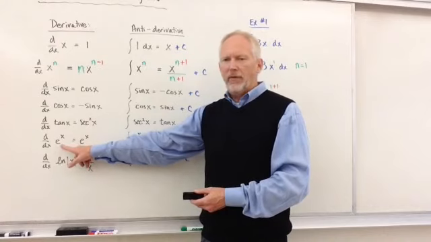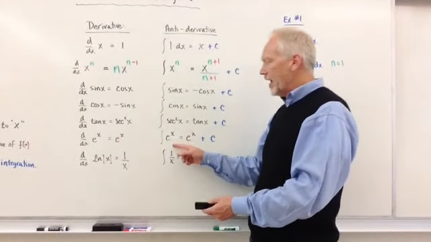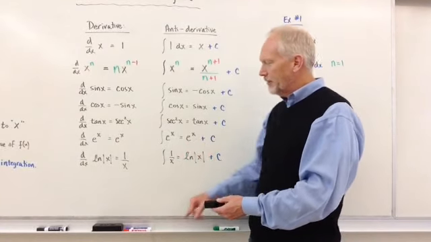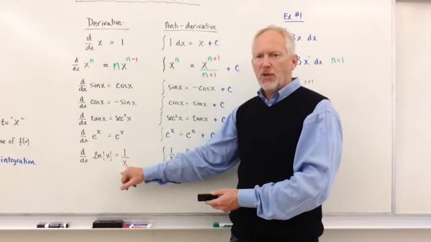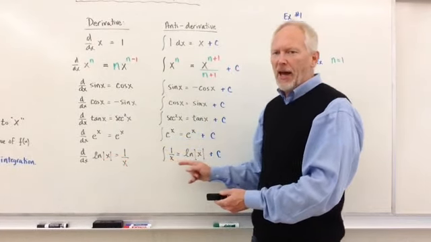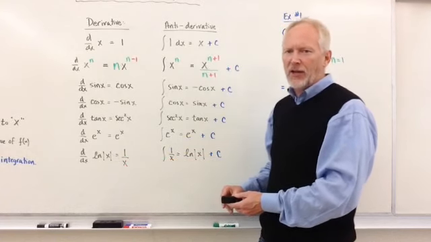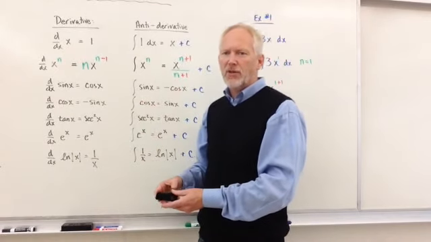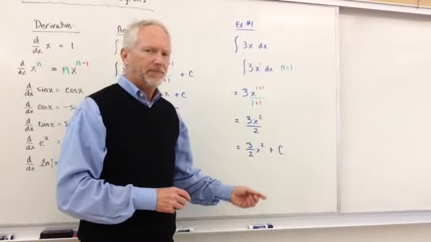And derivative of e to the x, well, that's still e to the x, and the antiderivative of e to the x is e to the x plus c. The derivative of ln of x is 1 over x, and the antiderivative of 1 over x is ln of x plus c. All right, so there you have some basic rules and steps to follow. You might want to write those down. And now let's look at an example.